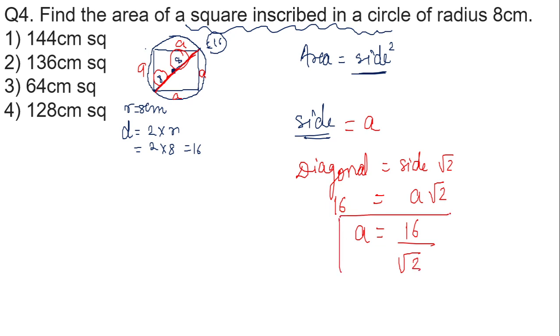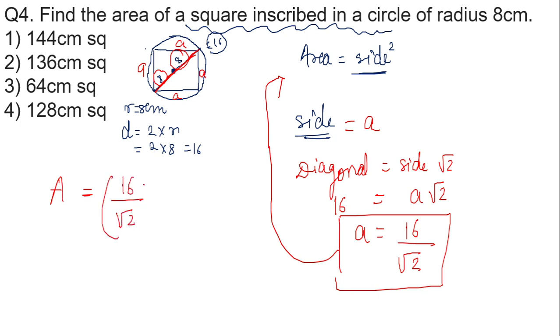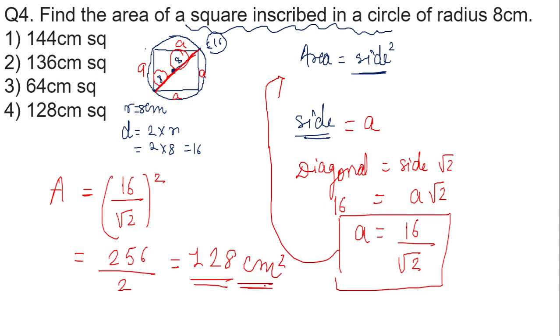Now I have got the value of the side. Now simply I have to insert it in the formula of the area. Area is equal to side square. It means (16 upon under root 2) square. Yes, what is the square of 16? 16 square is 256. Root 2 into root 2 will give me 2. 2 ones are 2, 2 twos are 4, and 2 eights are 16. Wait, 256 divided by 2 will give me 128 centimeter square as the area of the square inscribed in the given circle.